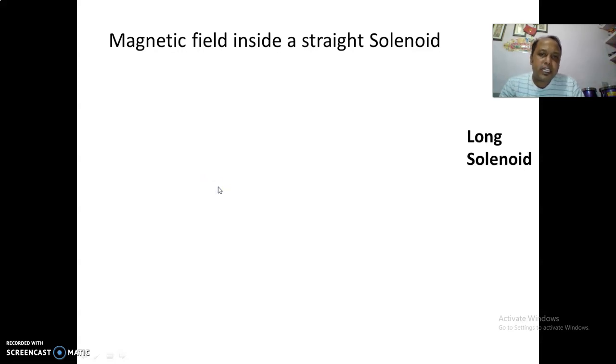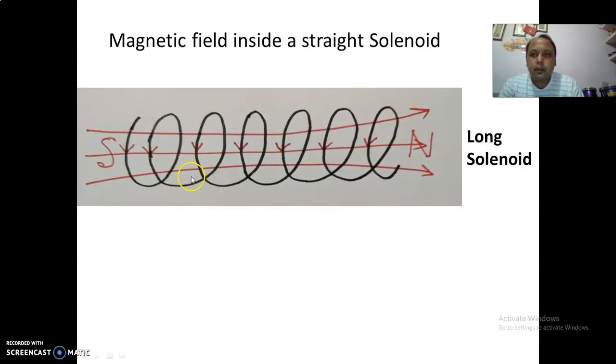We consider a long solenoid here. You can see the turns of the solenoid as shown here. This portion shows that the current is in the upward direction from the plane of the paper, whereas this portion shows that the current is moving in the inward direction to the plane of the paper. So we consider the plane of the paper as the cross section which cuts through the solenoid lengthwise.